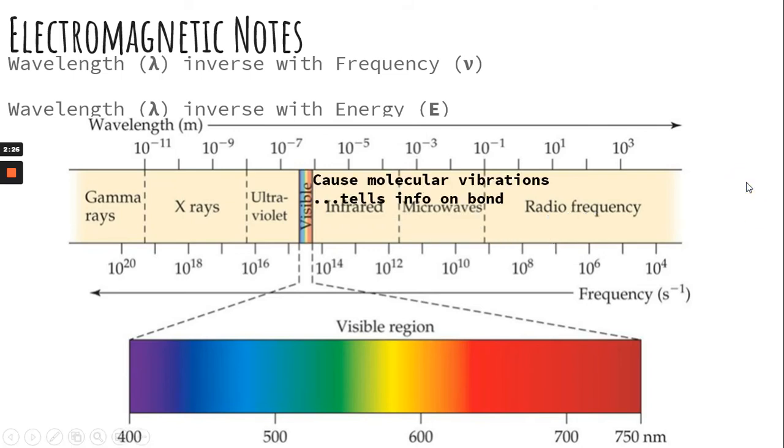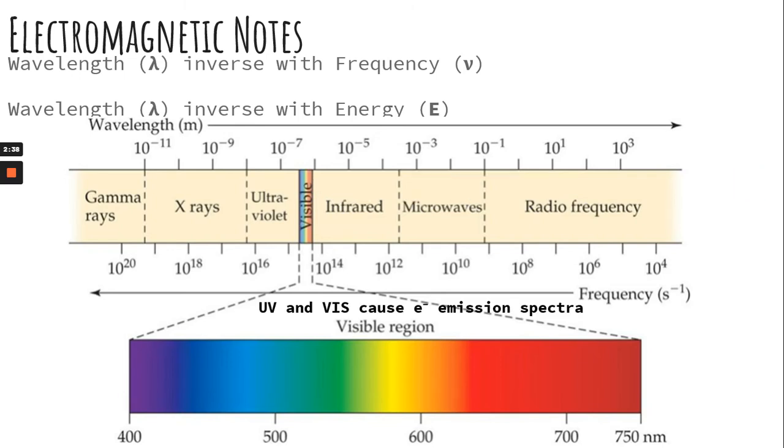Infrared causes molecular vibrations, and it tells us information about the bond itself. And we will look at IR spectrums later on in this unit. Now, ultraviolet and visible causes the electron emission. We talked about this back in Unit 2. We also talked about it in MYP. We did the flame test lab. We looked at spectrum, and that's focusing on the UV and the visible. If you fire those things at the atom, the electrons will cause that emission.